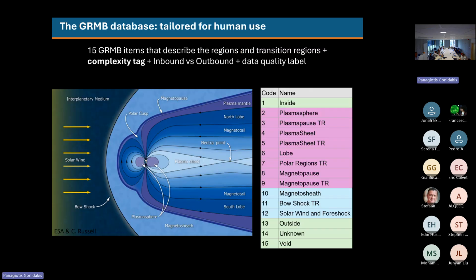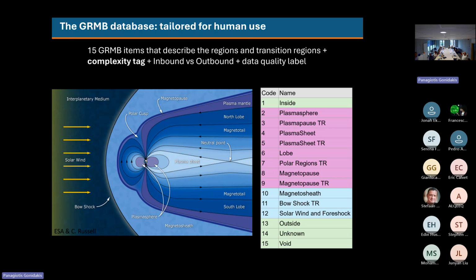And from those data, we defined 15 regions. So one of the constraints from ESA was that we need to have, for any moment, a tag that tells you where the satellite is. But sometimes you don't have data or you don't have enough data. So we have some tags, which means void, no data, unknown, we could not identify the region. Outside, which means we know we are outside the magnetosphere, but we don't know if you are in the solar wind or magnetosheath. Same for inside, you know you are inside the magnetosphere, but you don't know where. That can be if you have only, for instance, magnetic field measurements and no other data.